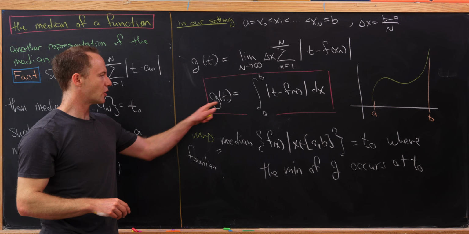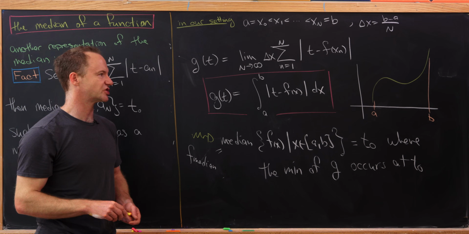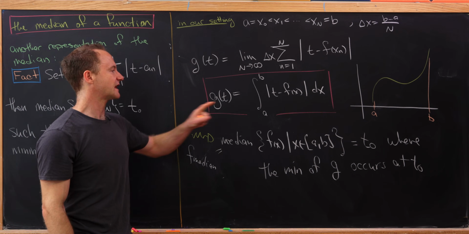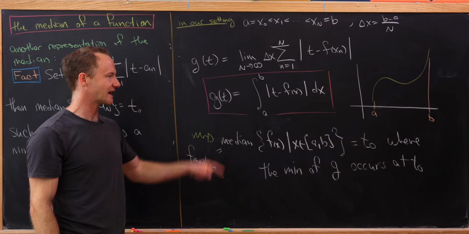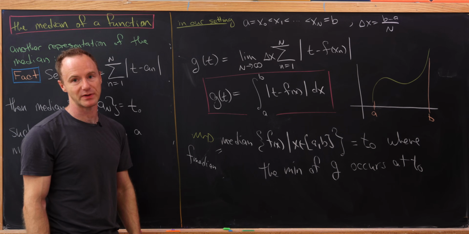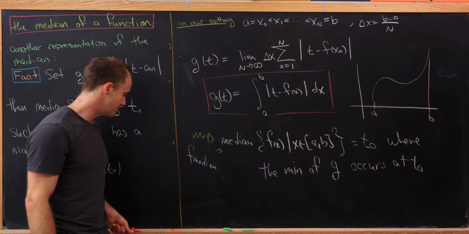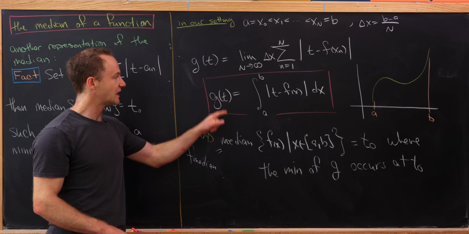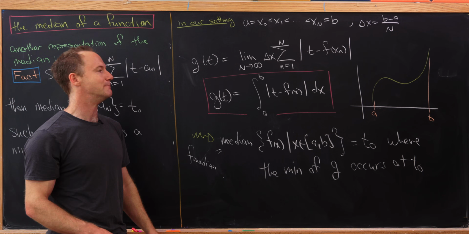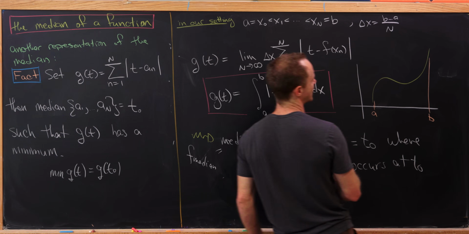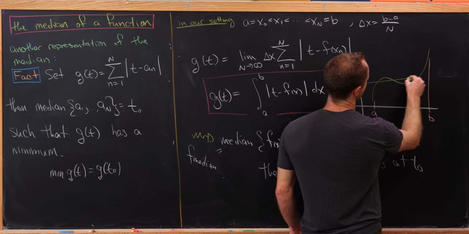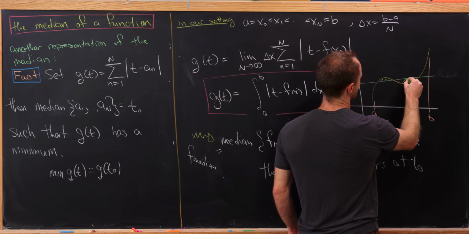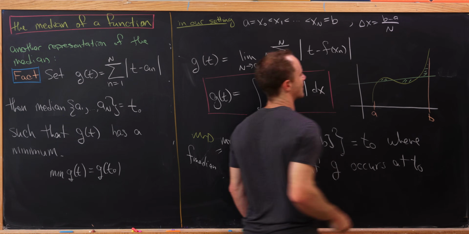So I think it's not so hard to see that this function g will be calculating the area between the horizontal line at t and the curve f of x as t moves up and down. So if we want to minimize g, then we're looking for the t value that minimizes that area between the curves. So maybe just eyeballing it, that would be something like this. So we're minimizing this area.